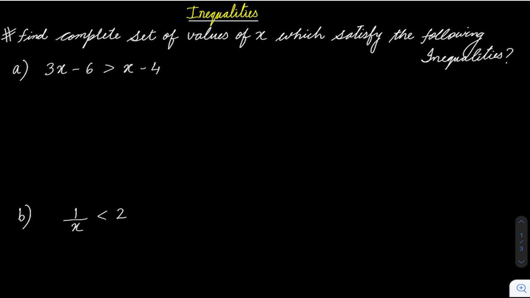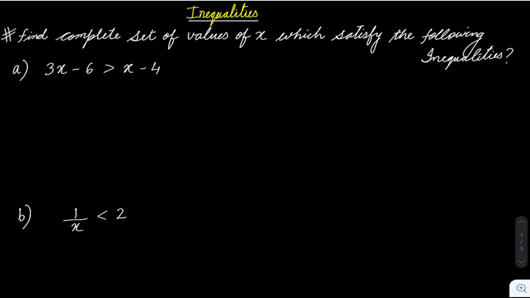So let's start. The question is, find the complete set of values of x for which the following inequalities are true. Okay, so the first question is 3x minus 6 is greater than x minus 4.